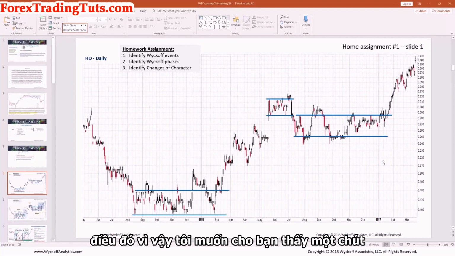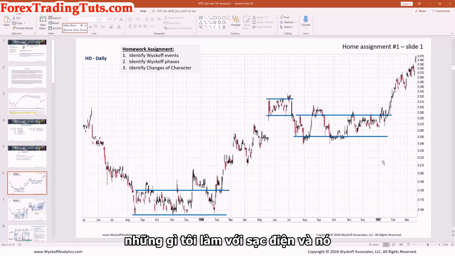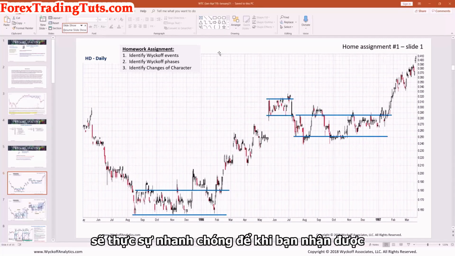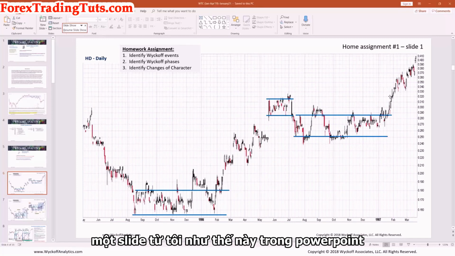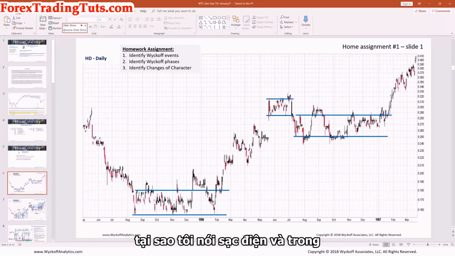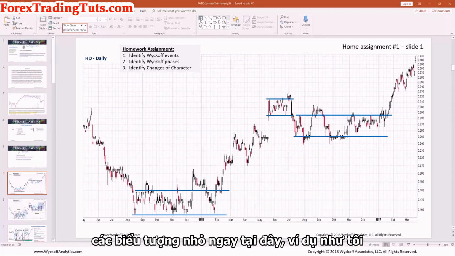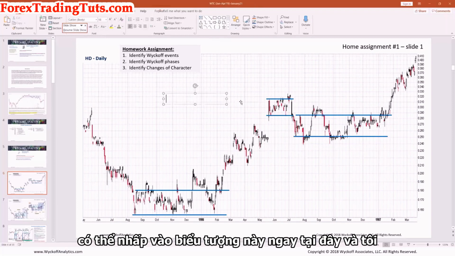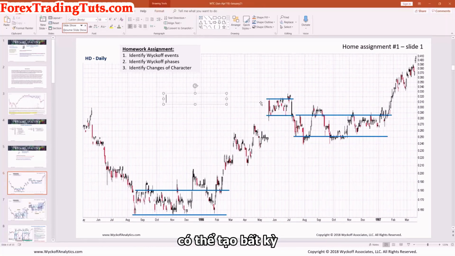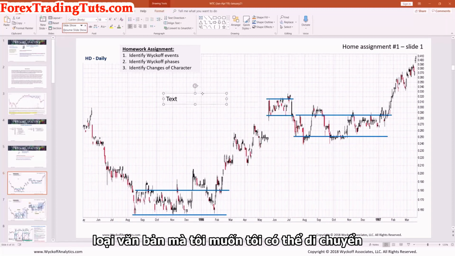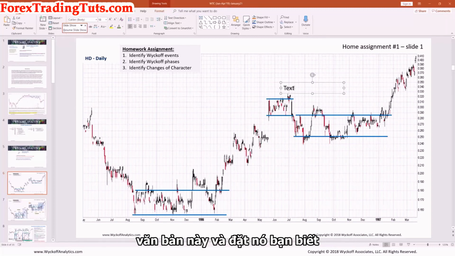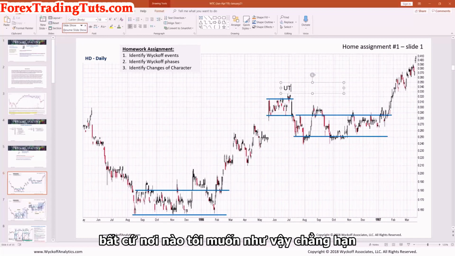So I want to show you a little bit of what I do with power charting, and it will be really quick. So when you receive a slide from me like this in PowerPoint, why am I saying power charting? In PowerPoint, you have multiple options. Here, for instance, under the Home tab, look at all of these small icons right here. So for instance, I could click this icon right here, and I could create any type of text that I want. I could move this text and put it anywhere I want.